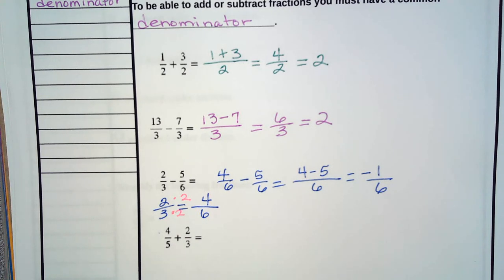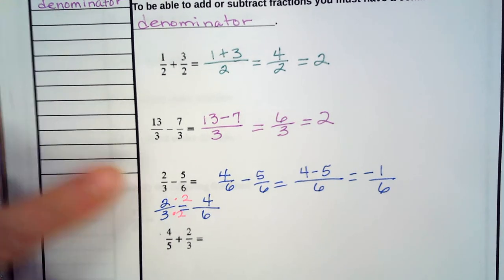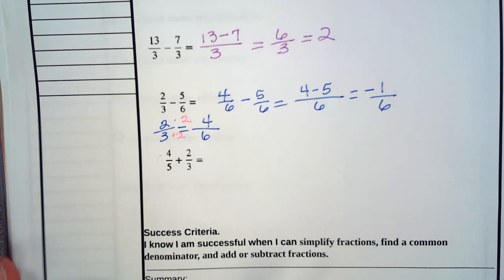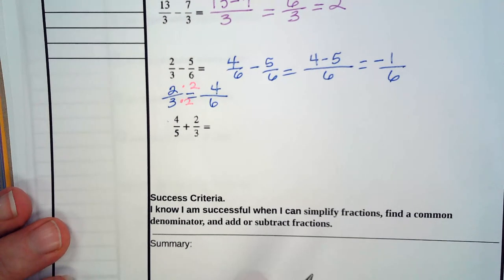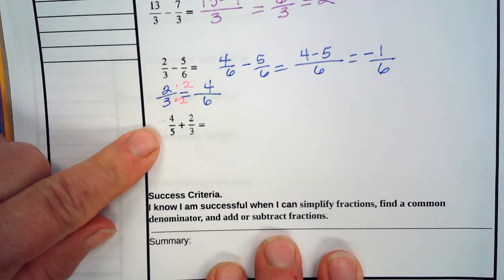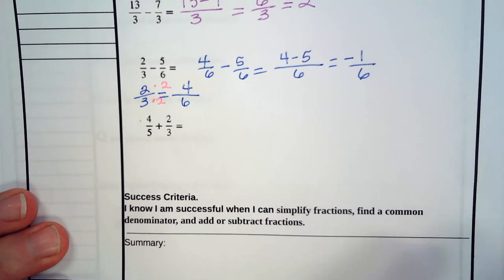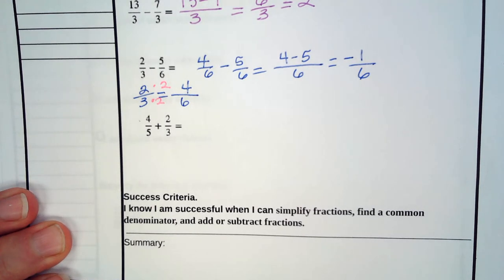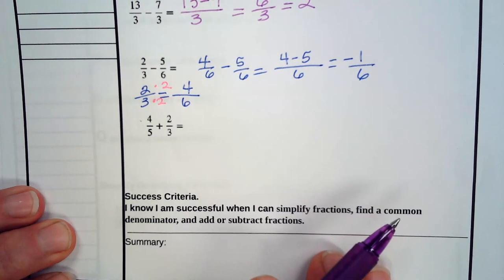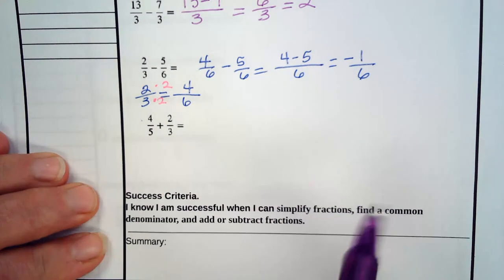Okay, so sometimes they're really easy and you don't have to change a thing. Sometimes they're not too bad and you'll have to change one denominator. But what happens when they're both different? Will 3 go evenly into 5? No. So I know that I've got to have a number that will be bigger than 5. So 3 times 5 is 15. 3 and 5 are both prime numbers. So my smallest common denominator will be 15, or 3 times 5.